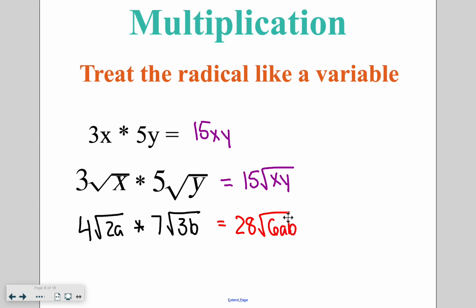So it could be numbers inside, it could be numbers outside. It could be variables inside, it could be variables outside. The key piece is that whatever is under the square root stays under the square root to start. Whatever is outside of the square root stays outside of the square root.